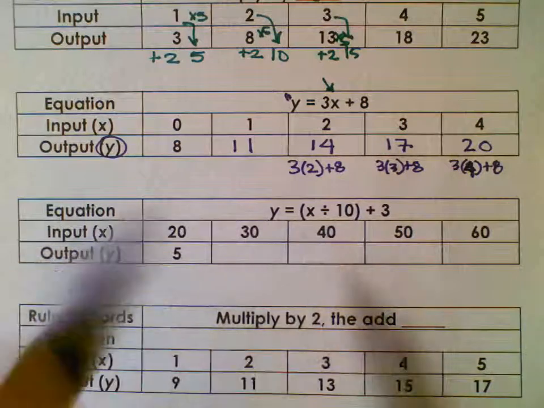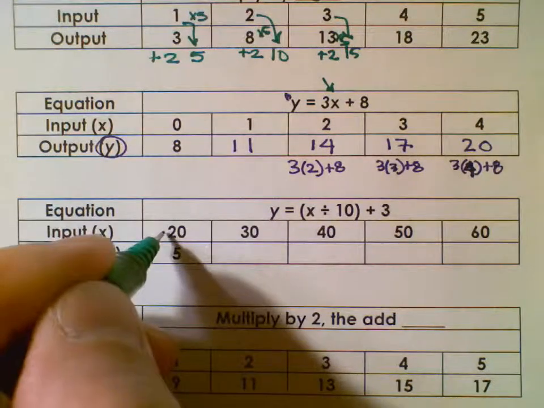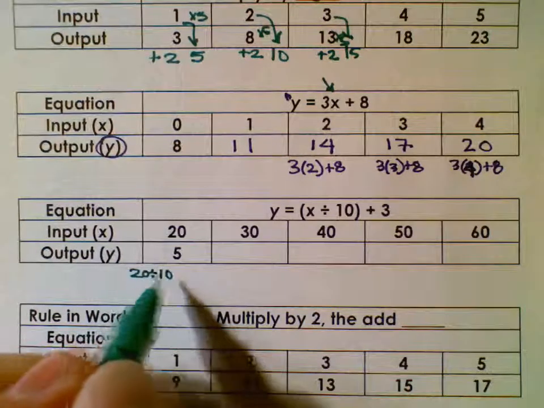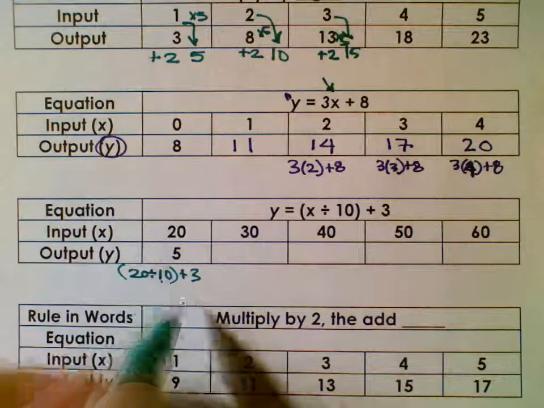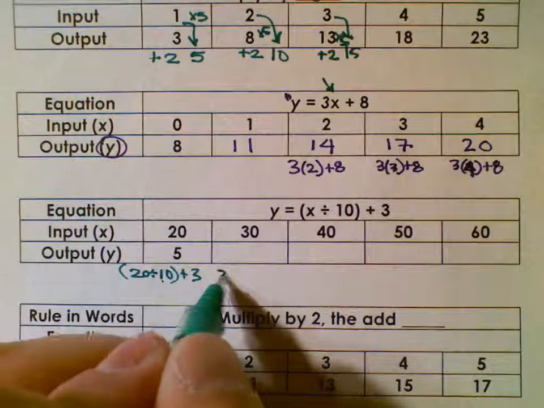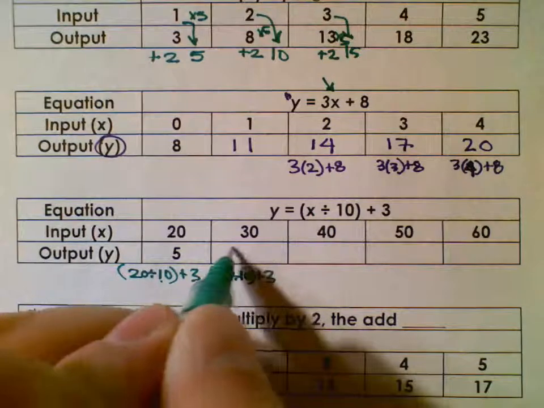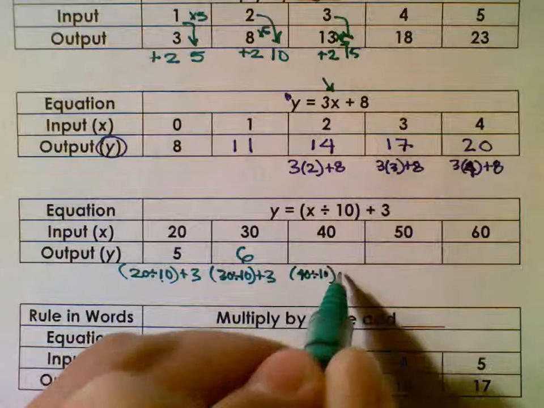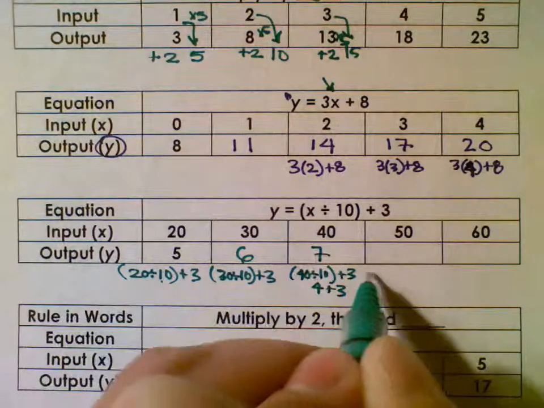Okay, next one we have y is equal to the quantity x divided by 10 plus 3. So again, we're going to punch in, for x, we're going to put in 20. So it's 20 divided by 10 plus 3. 20 divided by 10 is 2 plus 3 is 5. So 30 divided by 10 is 3 plus 3 will give us 6. 40 divided by 10 plus 3. 40 divided by 10 is 4 plus 3 is 7.